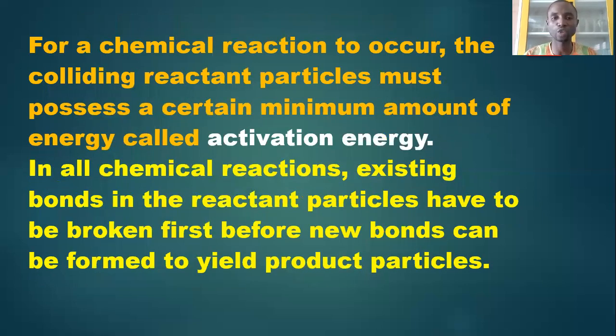All right, for a chemical reaction to occur, the colliding reactant particles must possess a minimum amount of energy called activation energy. The minimum amount of energy required for a reactant particle to possess in order for a chemical reaction to take place is called activation energy. In all chemical reactions, existing bonds in the reactant particles have to be broken first before new bonds can be formed in order to yield product particles. So the bonds between the reactant particles have to be broken before formation of the new bond. And that energy required in breaking them is what we call activation energy. Reactant particles must possess it before you talk about the formation of a new product.